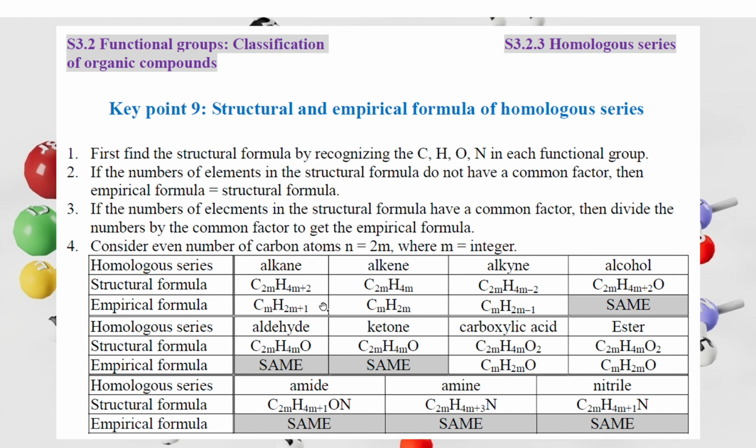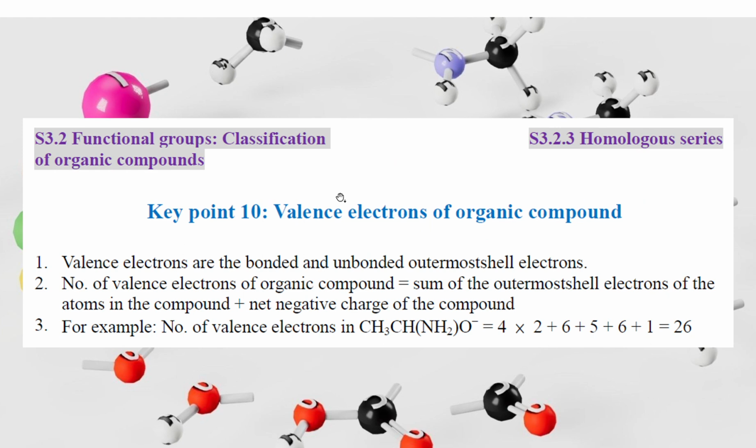We can't just remember this. You have to draw them out from C1, C2, C3, and you can find the pattern very quickly. It's good training. Draw the structure out and find the homologous series general formula. And the concept of valence electrons of organic compounds appears in multiple choice questions. Valence electrons are the unbonded and bonded outermost shell electrons added together. Later on, we concentrate on the unbonded ones.